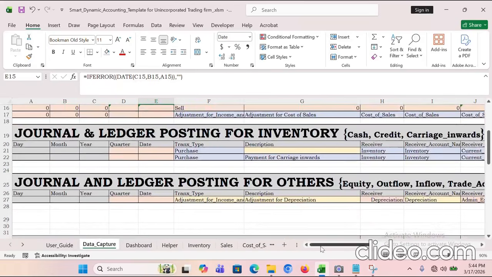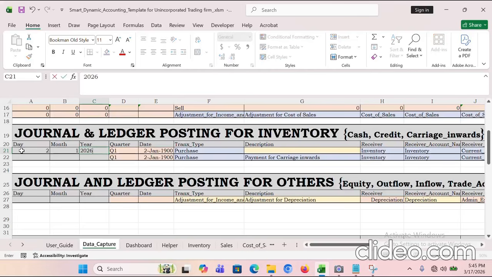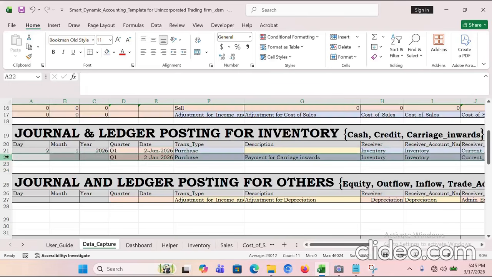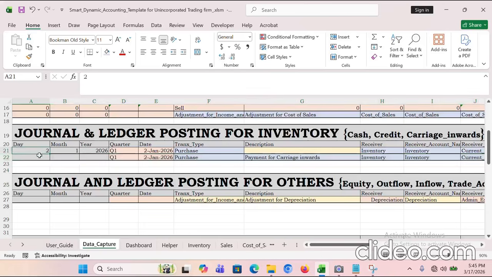So let's start with purchase. On the 2nd of January 2026. On the purchase, you can see that it has two rows. The first row is for the actual purchase of the inventory, whereas the second row underneath is for your carriage inwards, because you have to add your carriage inwards to cost of purchase to arrive at or to evaluate your inventory and cost of sales. That's why both of them are together. So we'll be filling both for purchase and carriage inwards simultaneously.